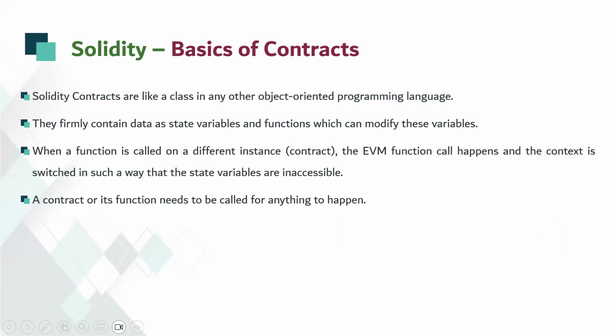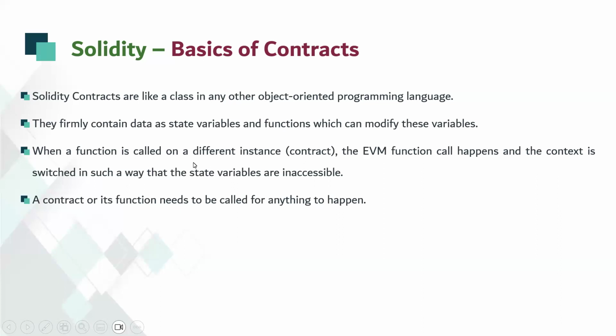This means contracts in Solidity consist of two main components: state variables and functions. State variables are used to store data or the state of the contracts, and functions are responsible for modifying these variables. Think of state variables as the contract's internal memory and the functions as the operations or behaviors that can change or interact with this memory.